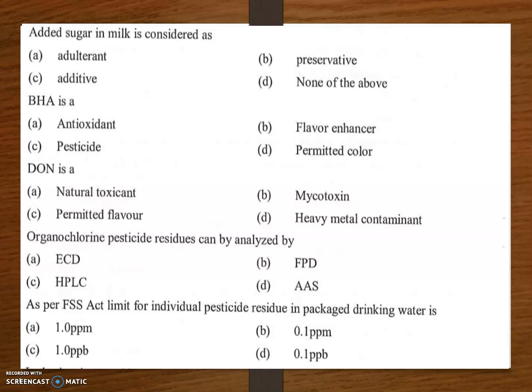Next question. BHA is? The answer is option A, antioxidant. What is this BHA? BHA is nothing but butylated hydroxyanisole, and it is an antioxidant. BHA or butylated hydroxyanisole is added to edible fats and fat containing foods because of its antioxidant property, as it prevents rancidification of food.